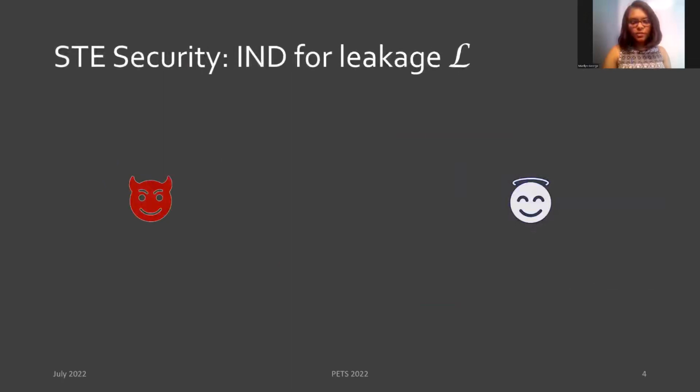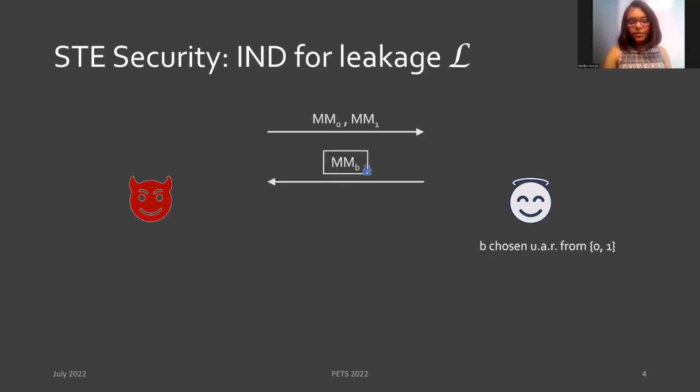In particular, I would like to explain the indistinguishability definition for a leakage profile L for structured encryption. This definition is the one that we use in our paper and for our proofs. So first, the adversary selects two multimaps and sends them over to the challenger. The challenger chooses a bit and therefore one of these multimaps uniformly at random and encrypts the multimap and returns it to the adversary.